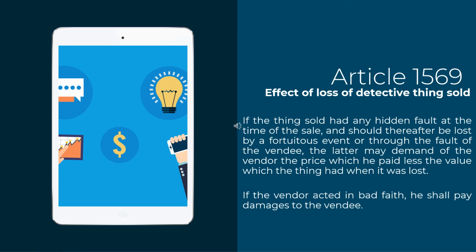Now, the difference between the price paid for the thing, at the time of purchase when it literally had no hidden defects, and the value at the time of the loss represents the damage suffered by the vendee, and at the same time, the amount with which the vendor enriched himself at the expense of the vendee. If the vendor acted in bad faith, of course he will be liable for damages.